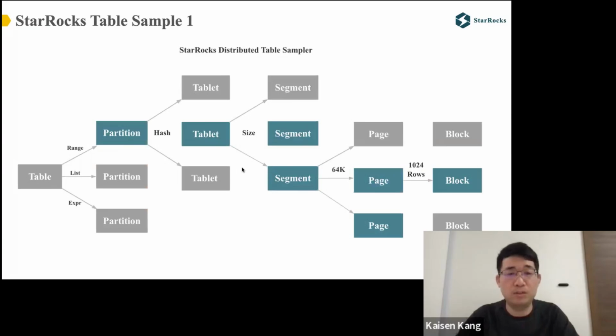Let's introduce the table sample. StarRocks table sampling follows the actual physical distribution of table data. As you can see from the diagram, a StarRocks table will first be partitioned by range, list, or expression, and then followed by hash or random bucketing. And each tablet will be divided into multiple segments according to the size, and each column will be divided into multiple pages of 64 KB each. When StarRocks performs sample statistics, it will read data from some tablets and some segments.